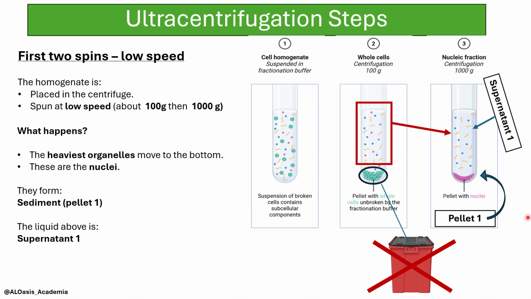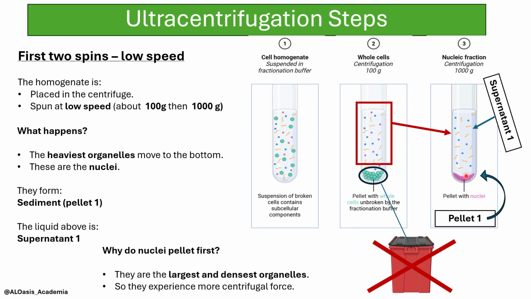So we will name the first pellet here because we are interested in that. If you are interested in studying the nucleus, then you will use this pellet here, which we will call pellet 1. And then we will have supernatant 1, which contains the other mixture of organelles that are lighter than the nucleus. That's why they are still in the supernatant. However, the nuclei are all going to be pelleted, precipitated here.